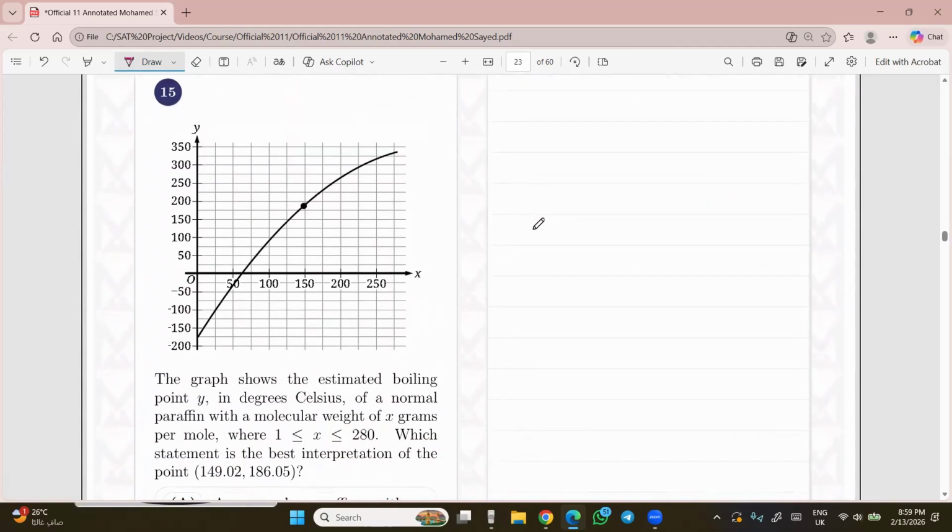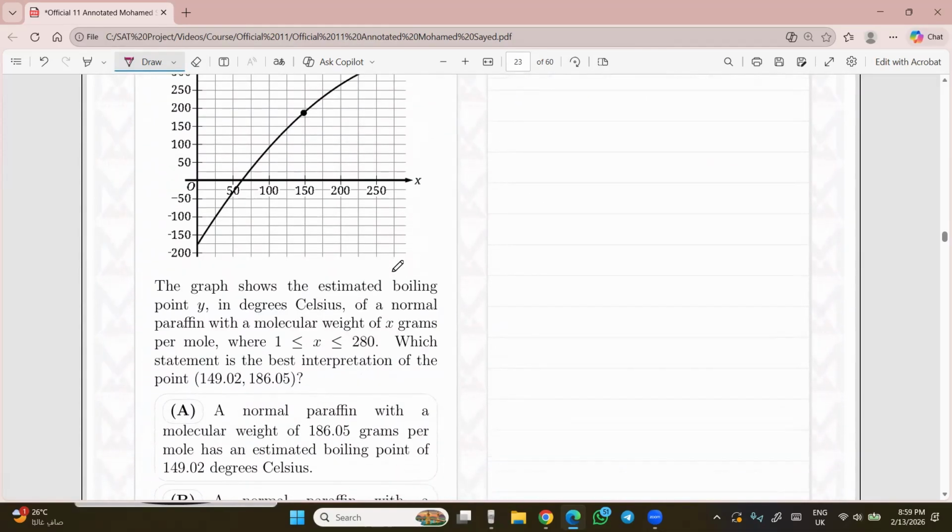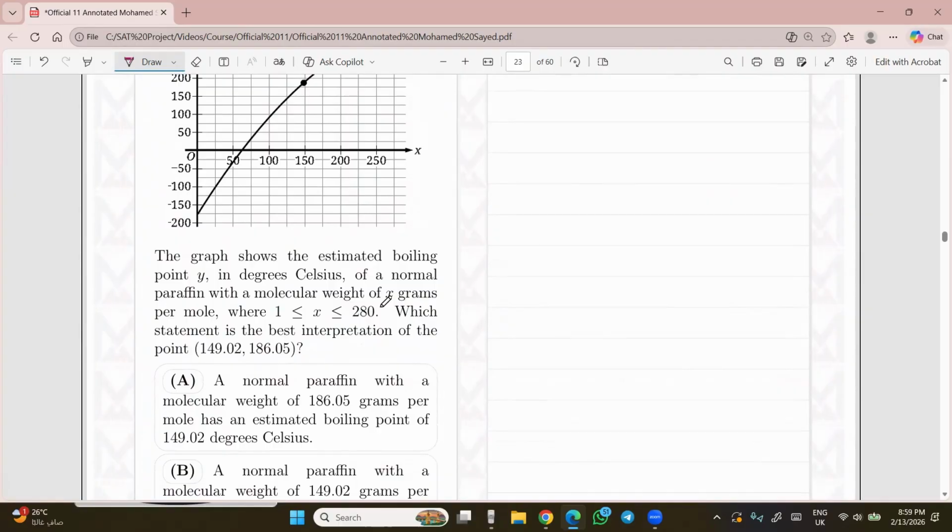Question number 15, we have this diagram here. The graph shows the estimated boiling point y in degrees Celsius. Remember that y has a definition, because the words in the question are what you use for interpretation. You have to consider the letters and make a table of meanings. y is the boiling point.